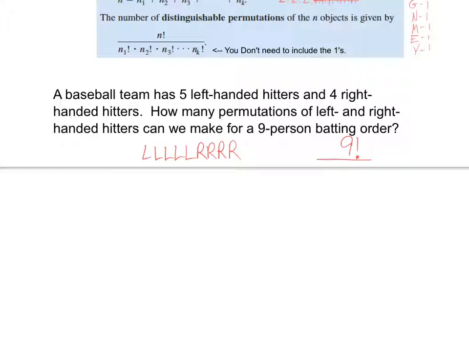Good. Okay. See, there are these 5 L's, 5 left-handers. So how many different ways can you arrange 5 people? 5 factorial. So we need to divide by that many to get rid of all the different arrangements, because all we care about is which side they're hitting from. And then, how many different ways can we arrange 4 right-handers? Well, 4 factorial.